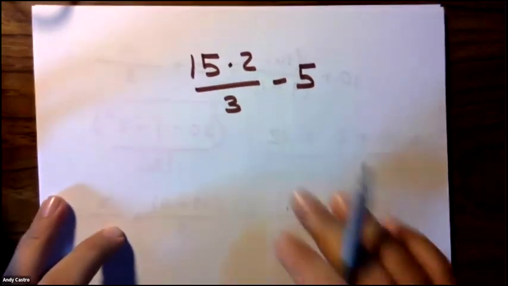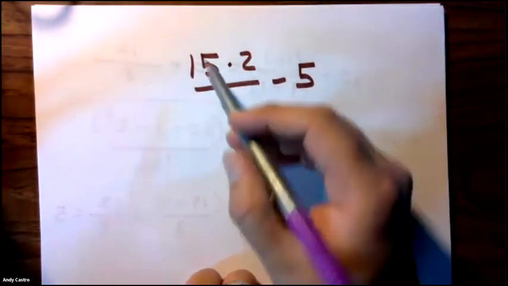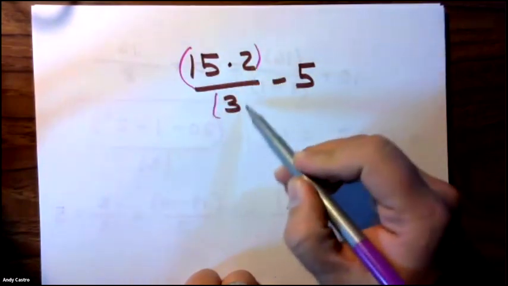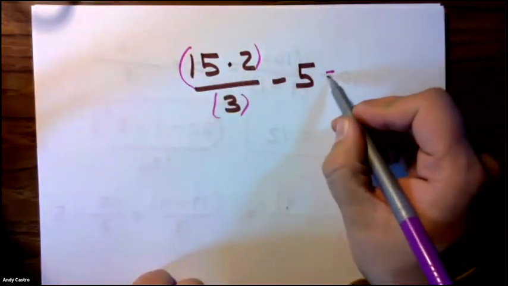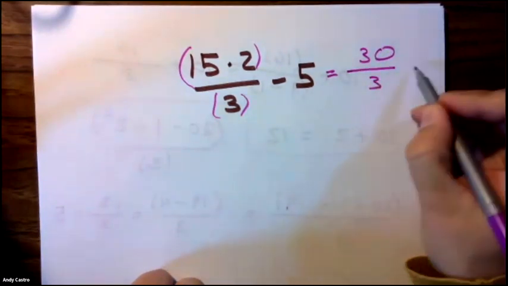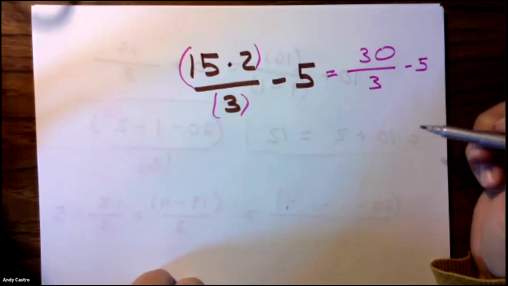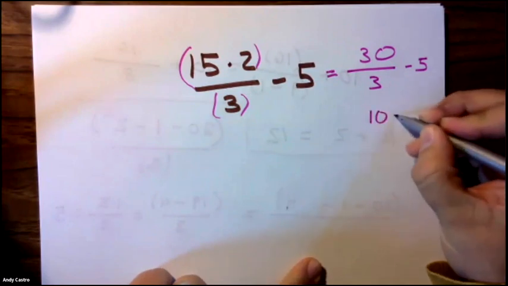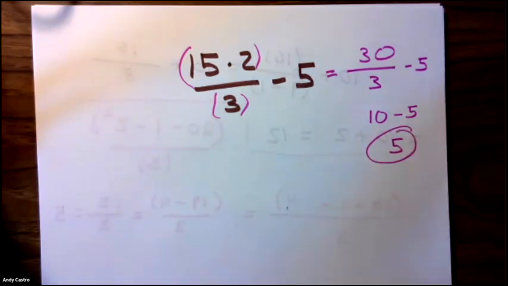Okay, so we've got 15 times 2. That's going to be first. Why? Because of this vinculum, it puts parentheses on top and bottom. 15 times 2, that is 30. So 30 over 3 minus 5. 30 divided by 3 is 10. And 10 minus 5 is 5.